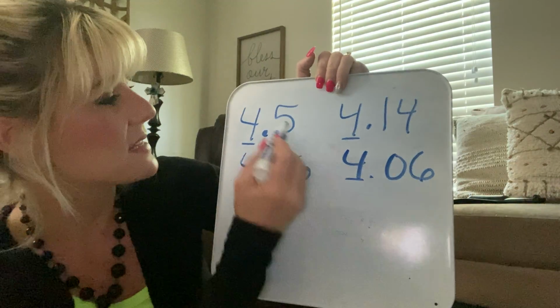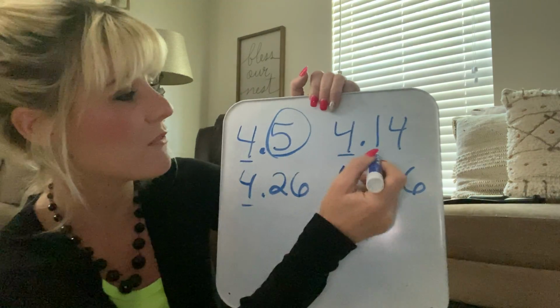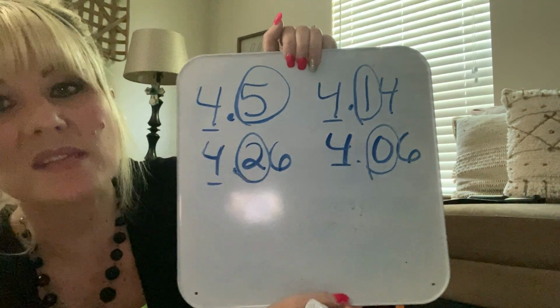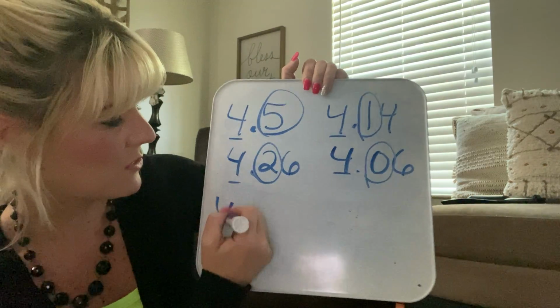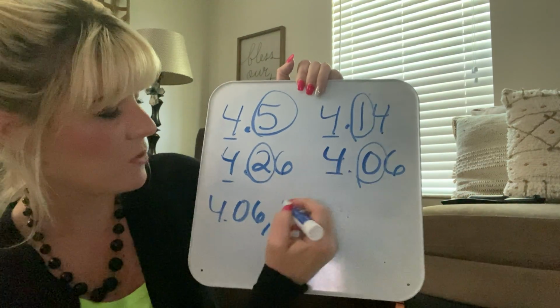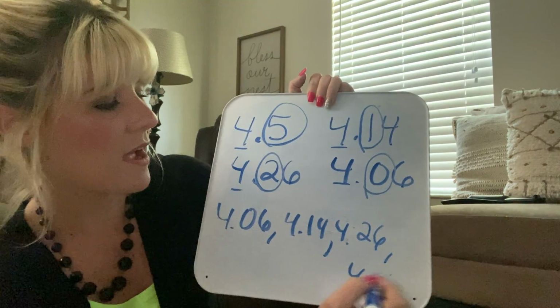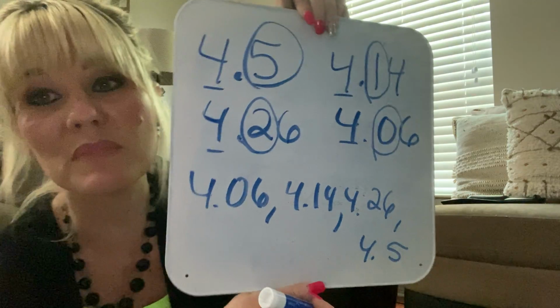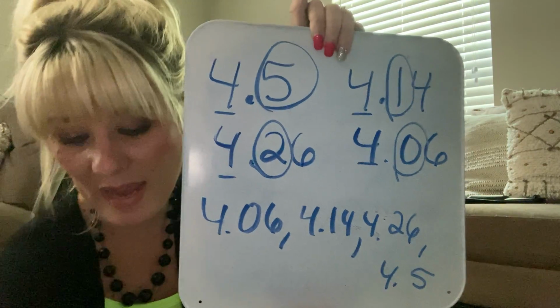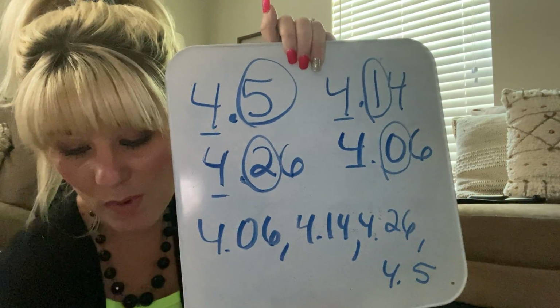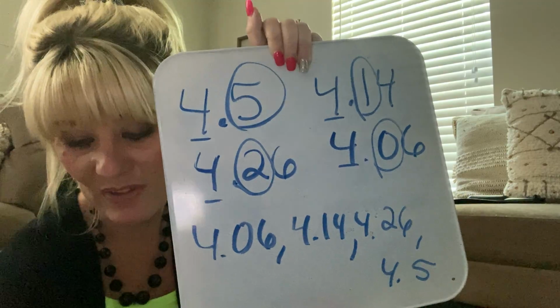Then we look at the next number, the tenths place. They have, here's a 5, a 1, a 2, and a 0. Well, what is the smallest out of all those numbers? The 0. So this is the smallest number. Then the 1 is the next biggest. Then the 2. Then the 5. So now I have them in order from least to greatest. So we've got to figure out what answer that is. 4.06, 4.14, 4.26, and then 4.5. And if you guys see it, you're right. The answer was D. That is the answer to number 3, D.